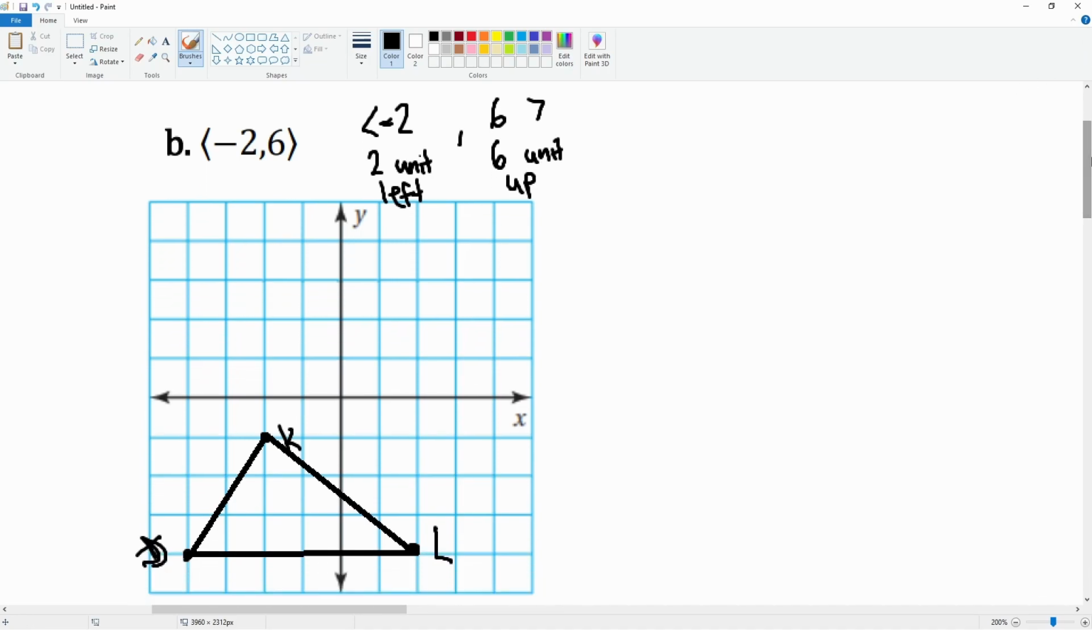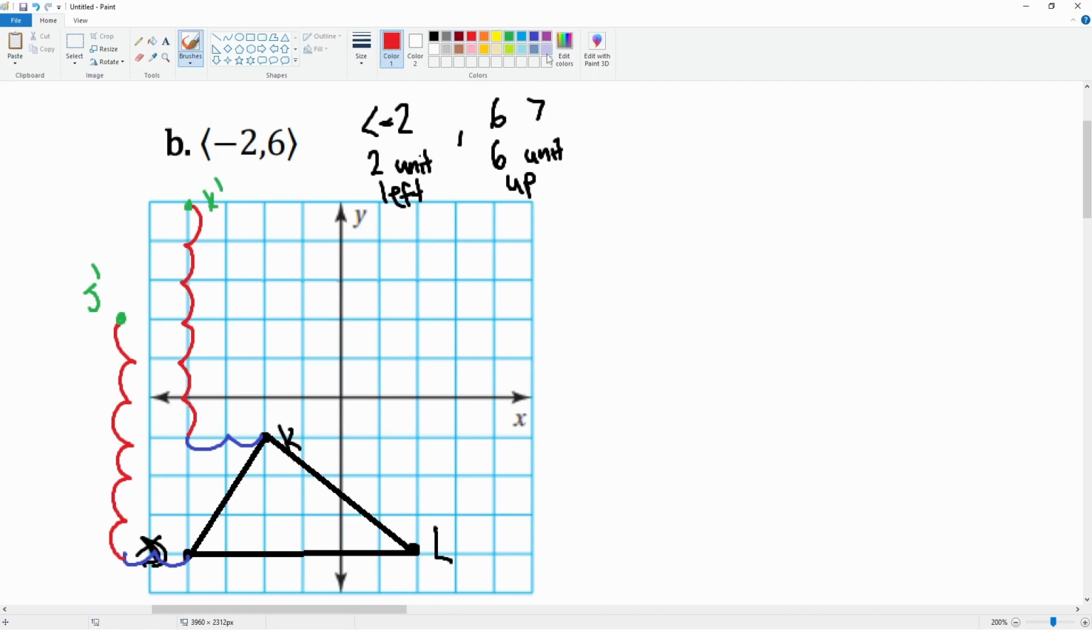All right. So we have the J here, which is going to be 2 units left. 1, 2. Then it says 6 units up. 1, 2, 3, 4, 5, 6. So this is that new value of J prime. Let's do K. 2 units left. 1, 2. 6 units up. 1, 2, 3, 4, 5, 6. This is the value of K prime.